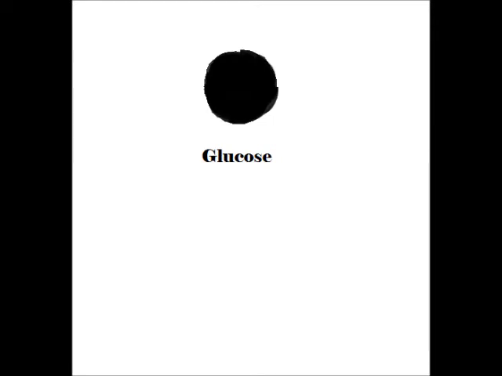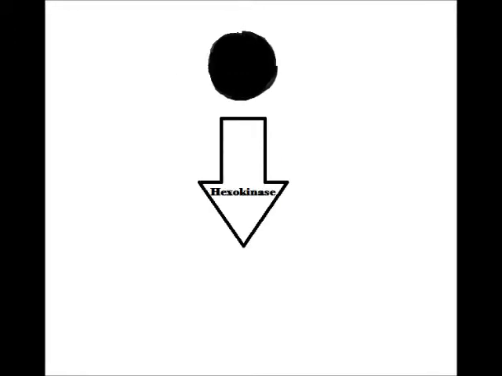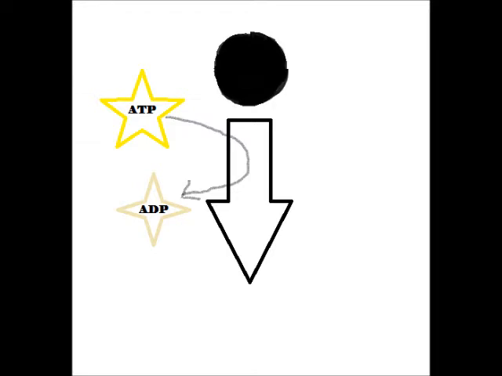So you start with your glucose, which is your 6-carbon sugar, and that will meet hexokinase, which is the enzyme. And hexokinase will take an ADP and strip it of its phosphate, one of its phosphate groups, so you'll end up with ADP.